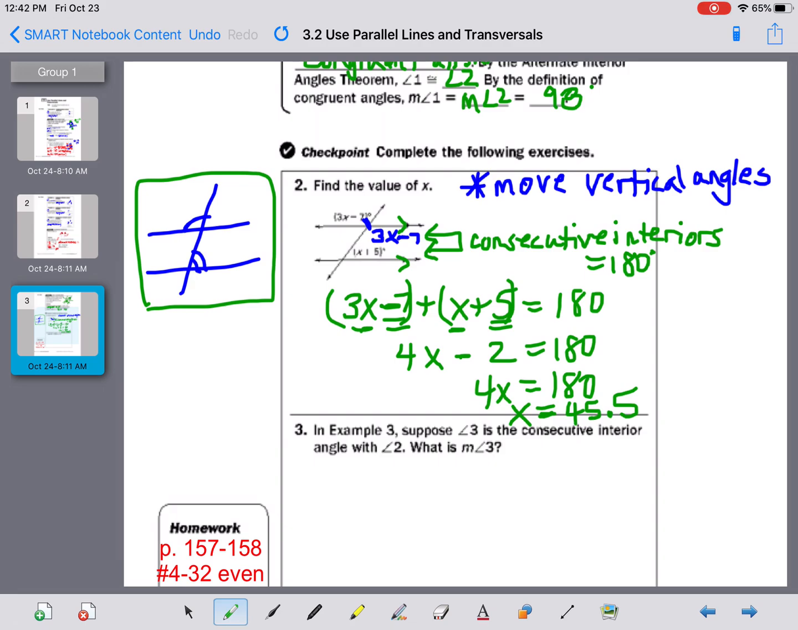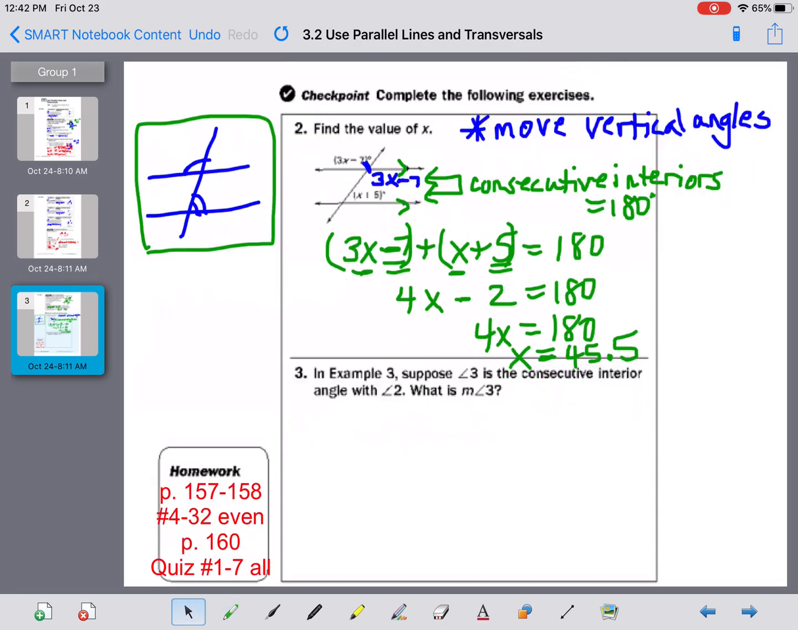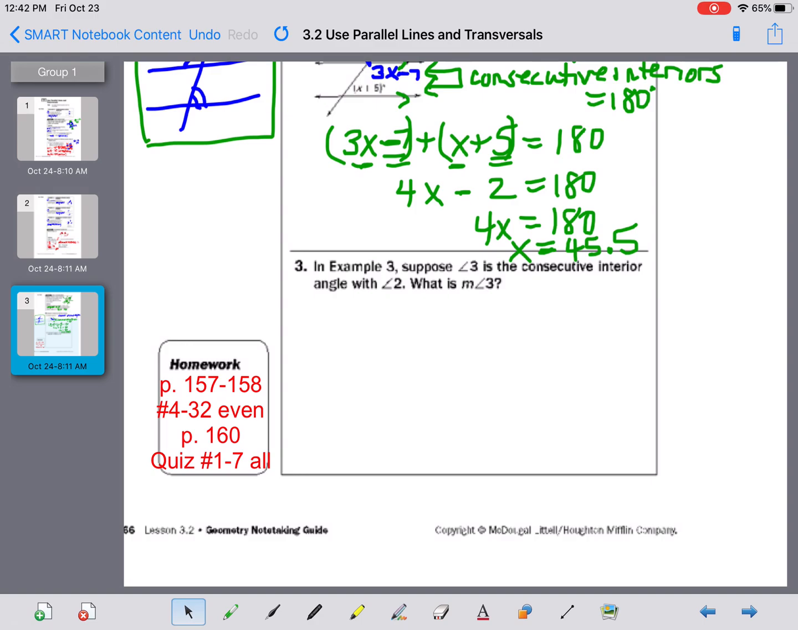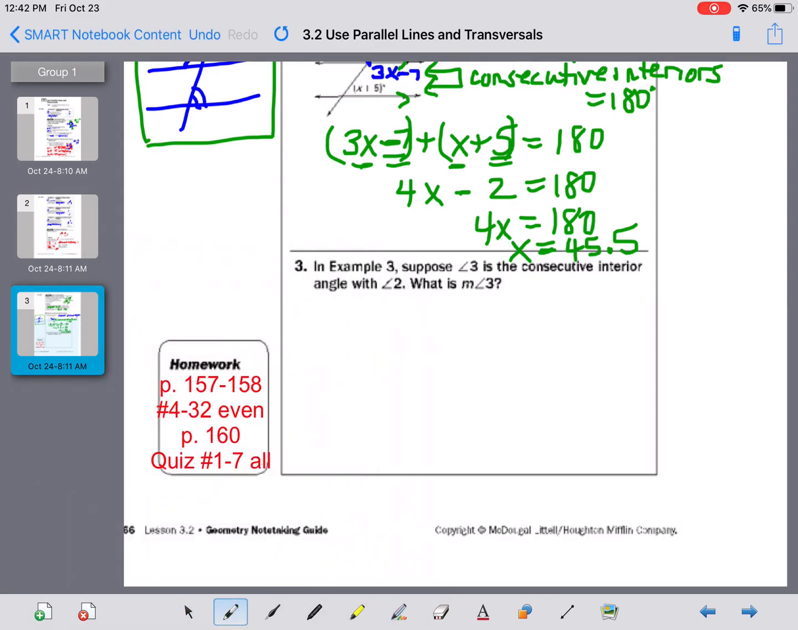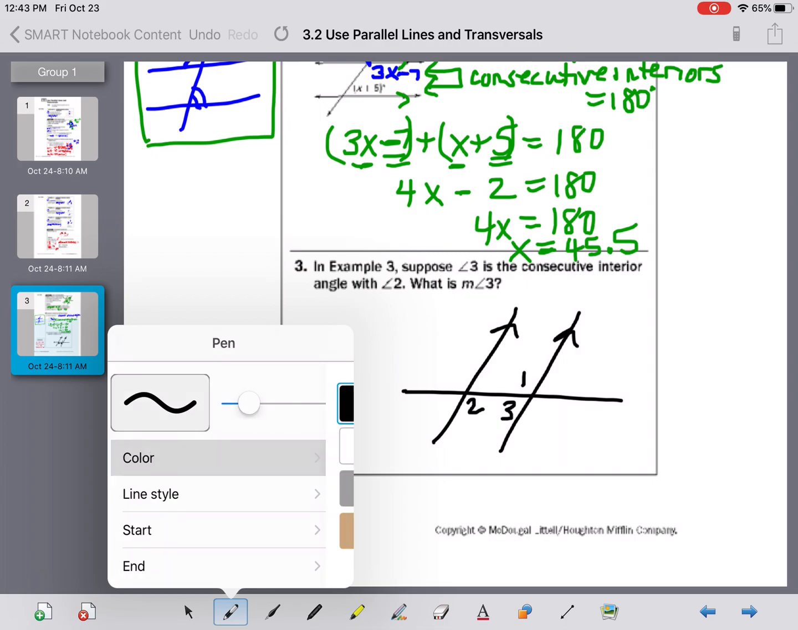All right. So last one here, number 3. It says up in example 3, that's the runway question, right? So let's draw that runway so we kind of have it. So we had our two parallel runways, right? Our taxiway came through. I had angle 2 down here, I had angle 1 here. And it says, suppose angle 3 is the consecutive interior with angle 2. So consecutive interiors on the same side together. So if angle 2 is down here, angle 3 needs to be also on the same side. And it says, what is angle 3?